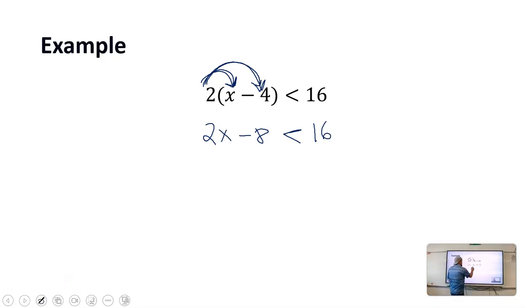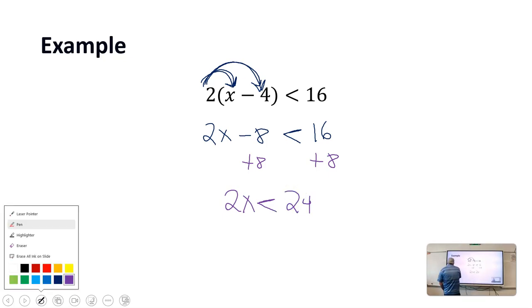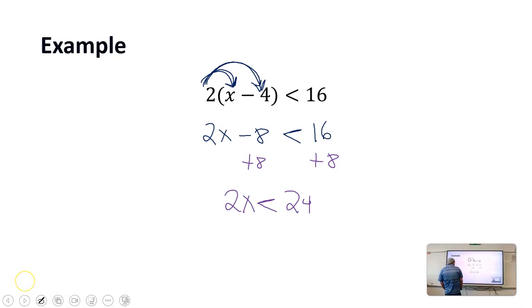So we're going to add 8 to both sides. And we get 2x is less than 24. Then we're going to go ahead and divide both sides by 2. And we get x is less than 12.